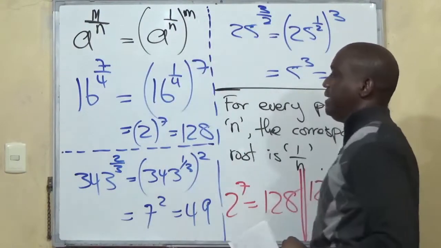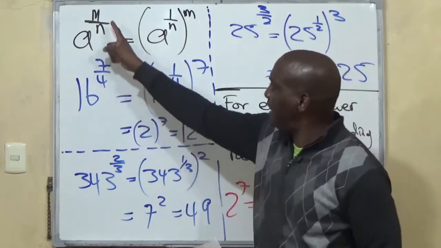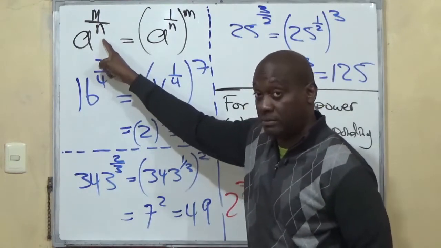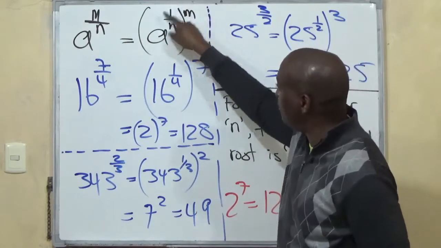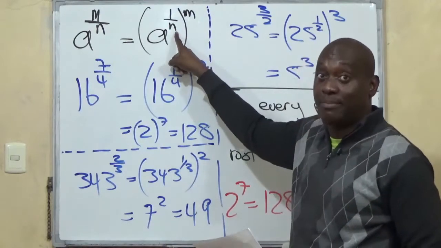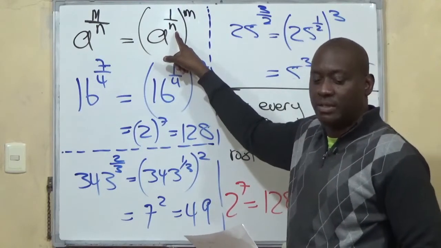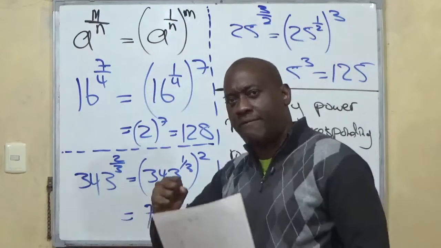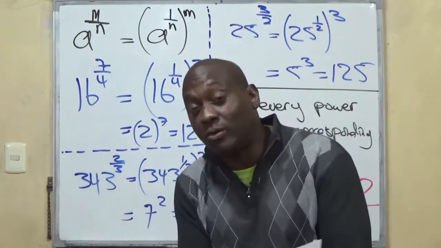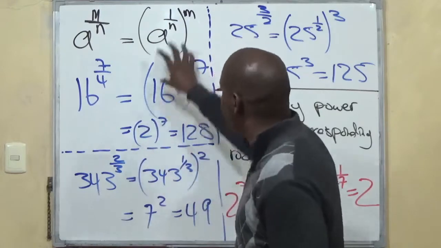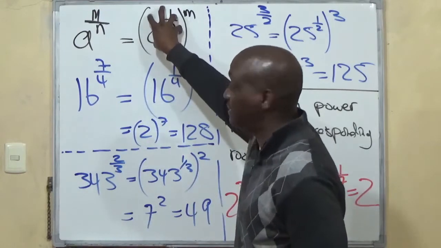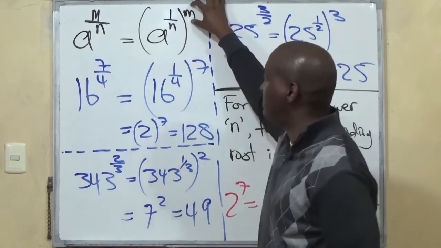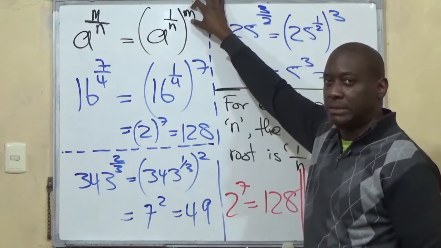We could integrate it here. Because if we're saying that a to the power of m over n is a to the power of 1 over n, now you understand why I put the 1 over n. Because if you could see the root first, you take the root out, you get the smaller number, and then you raise the smaller number to the power.